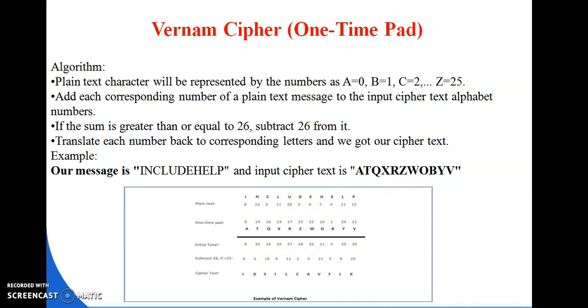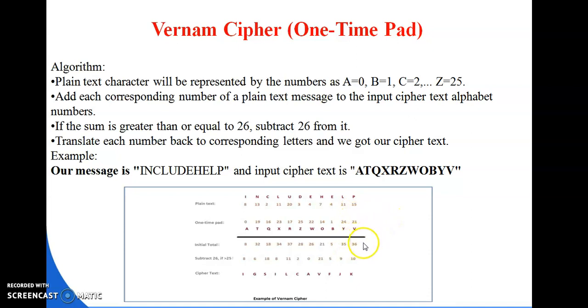Next, you have to add the two serial numbers. That means here 8 and 0. You have to add 8 plus 0 is 8. 13 plus 19 is 32. 2 plus 16 is 18. 11 plus 23 is 34. 20 plus 17 is 37. 3 plus 25 is 28. 4 plus 22 is 26. 7 plus 14 is 21. 4 plus 1 is 5. 11 plus 24 is 35. 15 plus 21 is 36.